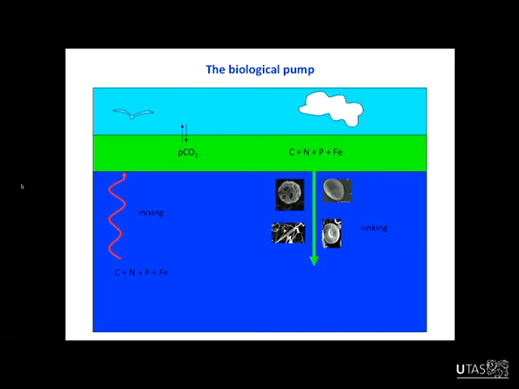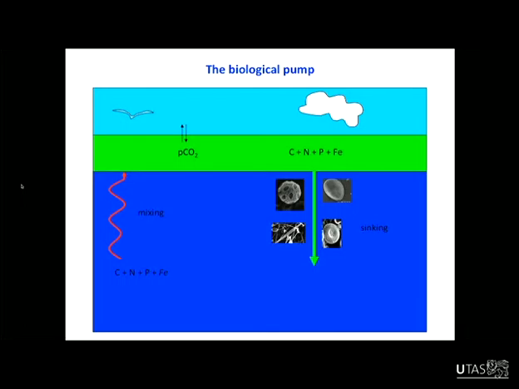So I've talked about the seasonal process that limits or regulates this productivity. What I wanted to talk about now is the important role of iron in limiting that productivity, and hence limiting the export of biological material into the deep ocean.